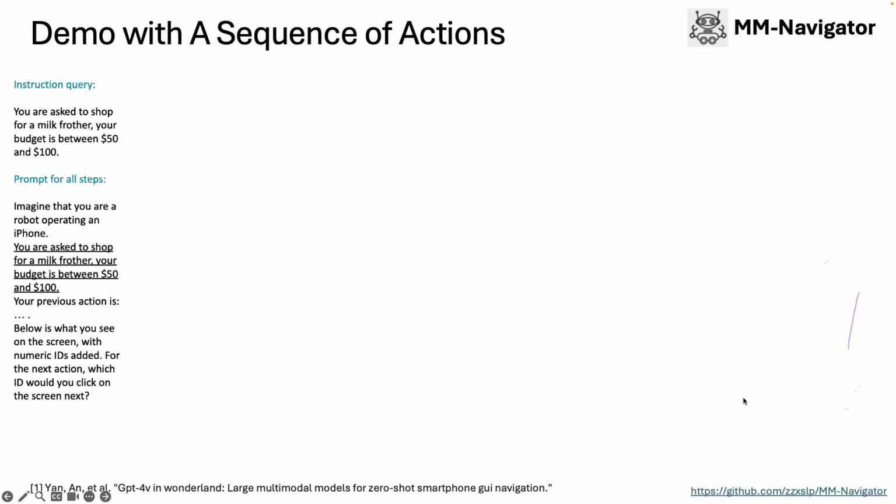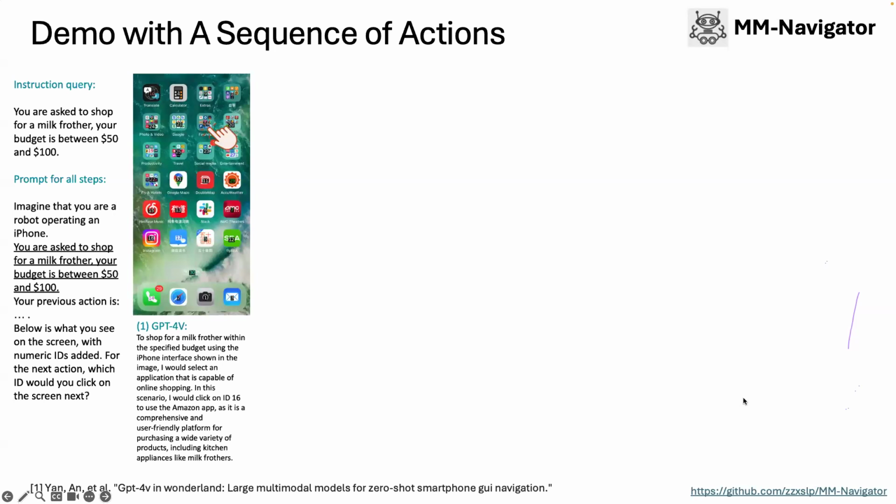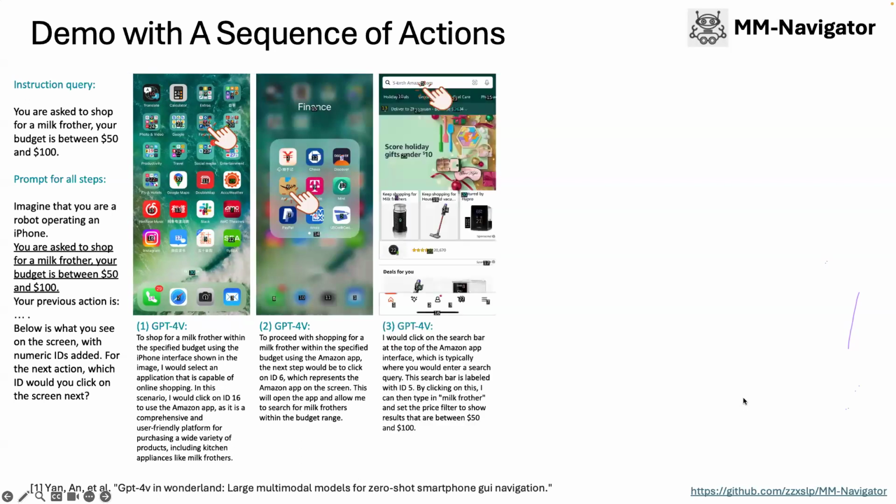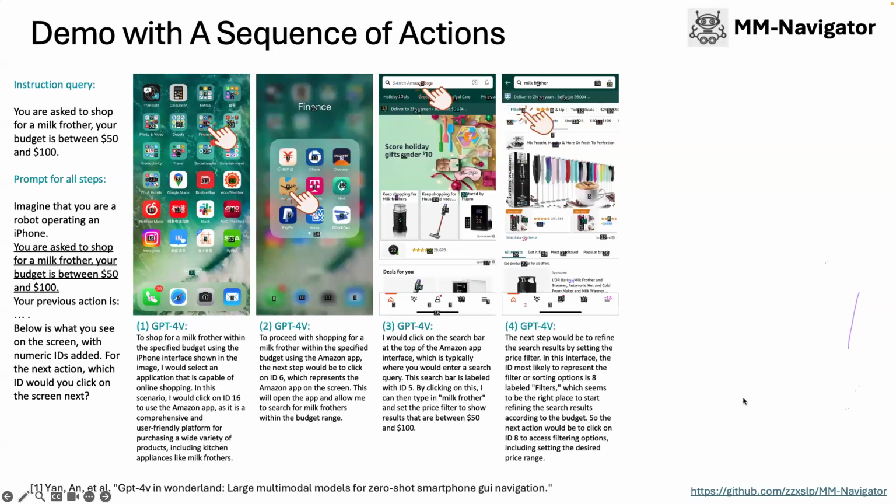So here is a demo of Navigator performing a sequence of actions. The task is, we now need to shop for a milk frother, and the budget is $50 to $100. So it first starts with, okay, I don't see an Amazon app. And you notice it's hidden in the finance group, which is tagged with ID 16. Click on that, entering the finance group, seeing the Amazon app tagged with ID 6, entering the Amazon app, now needs to type in the search bar, which is ID 5, and search for the milk frother.